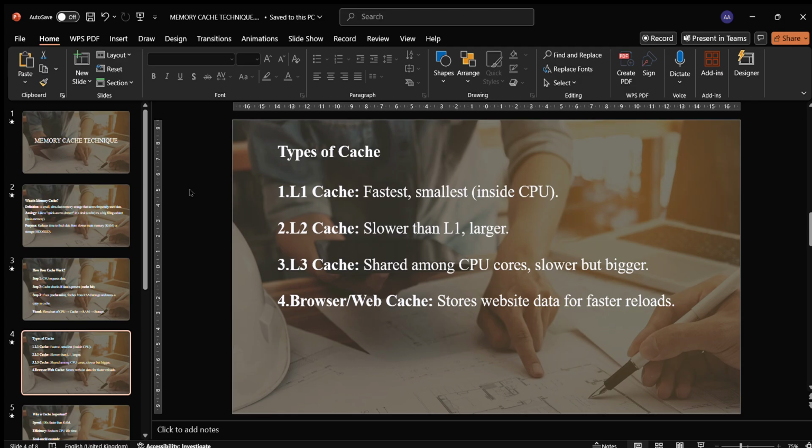So now you have the types of cache. We have 4 here, maybe there'll be more: level 1, level 2, level 3, and the browser. The level 1 cache is the fastest and the smallest, inside the CPU. The level 2 cache is slower than the level 1 cache and it is larger. The level 3 cache is shared among CPU cores, slower but bigger. And the browser, or the web cache, stores website data for faster reloads.